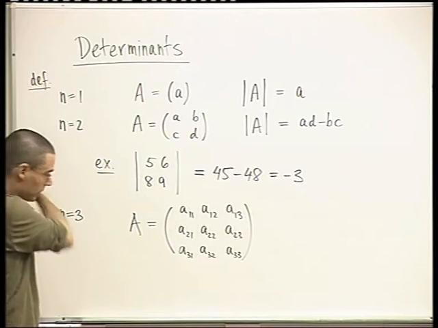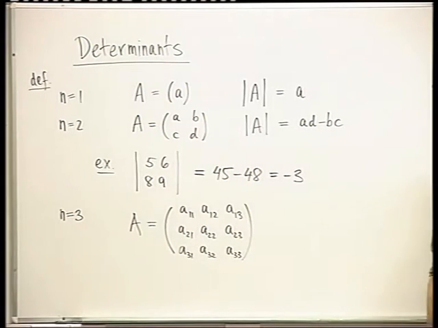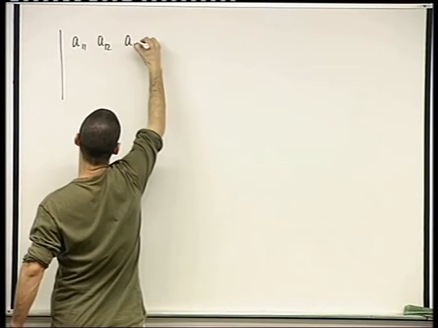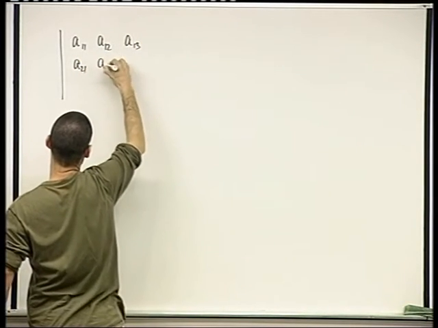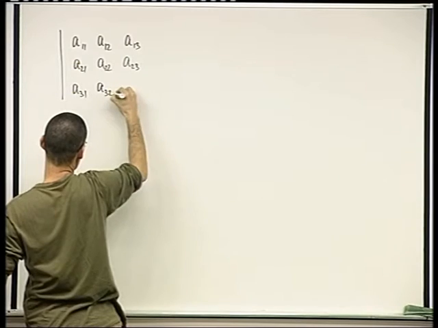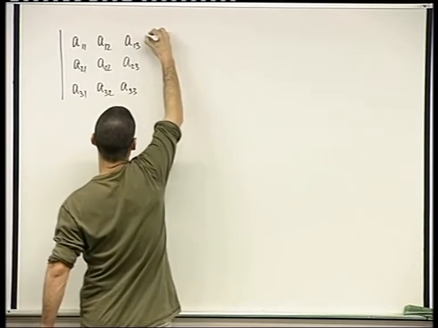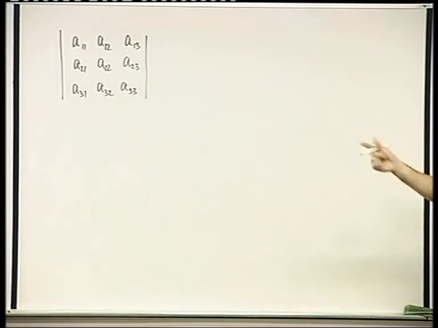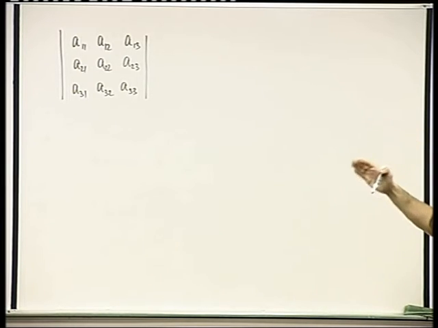What is the determinant? I'm going to move on to the next board. So the determinant of this matrix, A11, A12, A13, A21, A22, A23, A31, A32, A33. And you're probably thinking, is he going to do this for n equals 4 now? No. We're going to understand the idea for 3, and then write it for a general n in an inductive manner. The determinant in the n equals 3 case is going to be based on the determinant in the n equals 2 case.